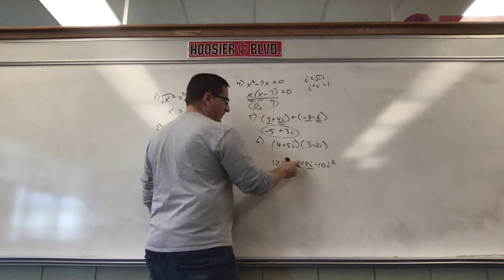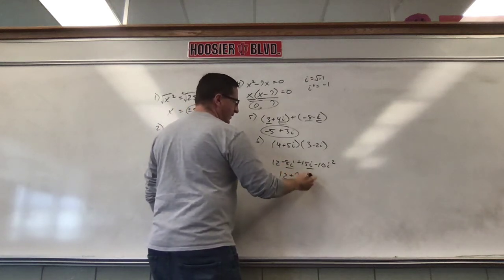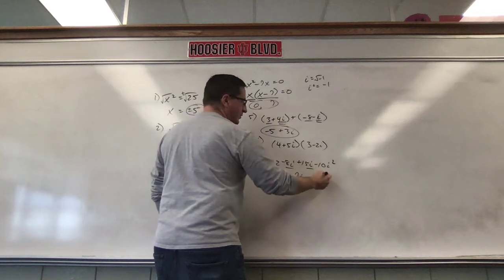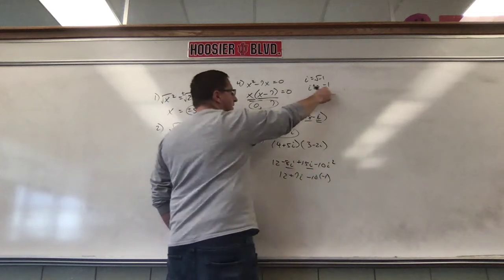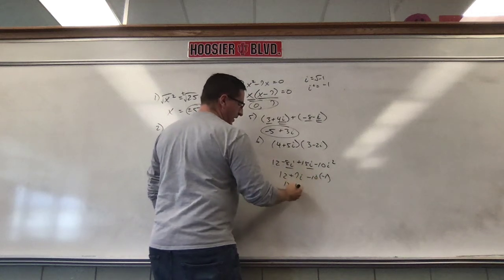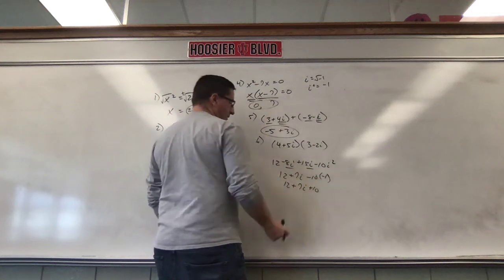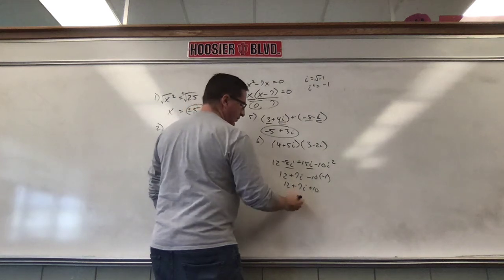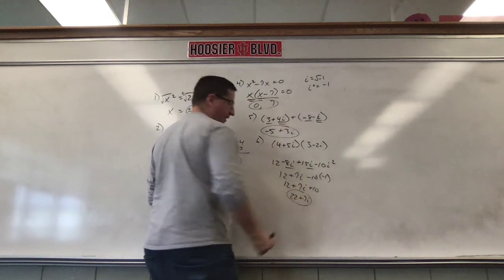I have 12, 15i and negative 8i is positive 7i, minus 10 times i squared, which is negative 1. i squared is negative 1. So then negative 1 times negative 10 is a positive 10. So we can put together 12 and 10 and get 22 plus 7i.